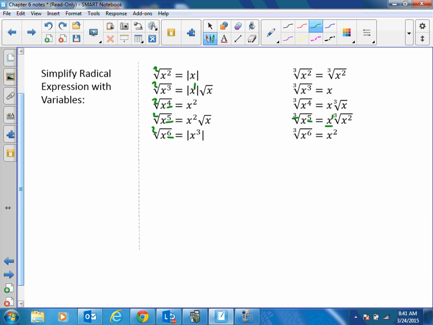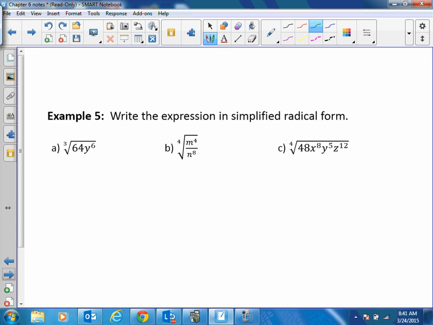It's going to take some practice on this. So the first one, 64. Is 64 a perfect cube? Yes, it is. The cube root of 64 is 4. So you can just write 4, and then this goes evenly. 6 divided by 3 is 2, so 4y squared.